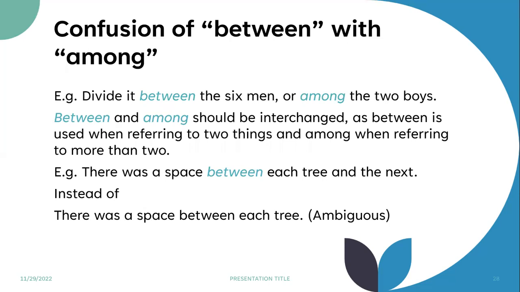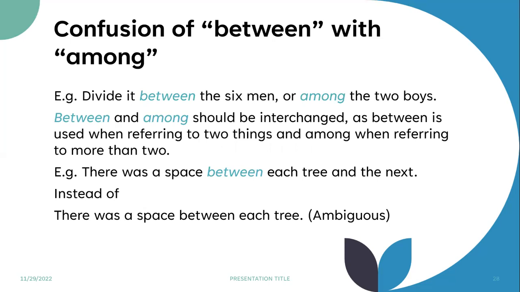Confusion of "between" with "among." "Divide it between the 6 men or among the 2 boys." Between and among should be interchanged, as between is used when referring to 2 things and among when referring to more than 2. So: divide it among the 6 men or between the 2 boys.